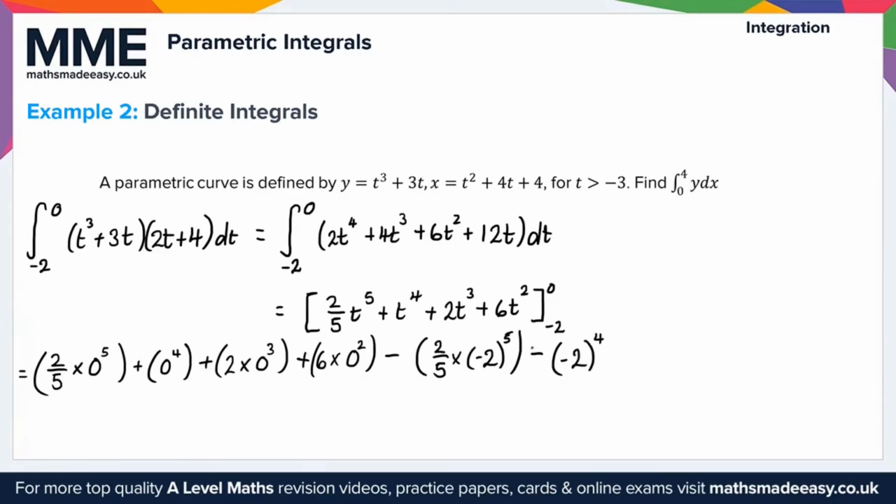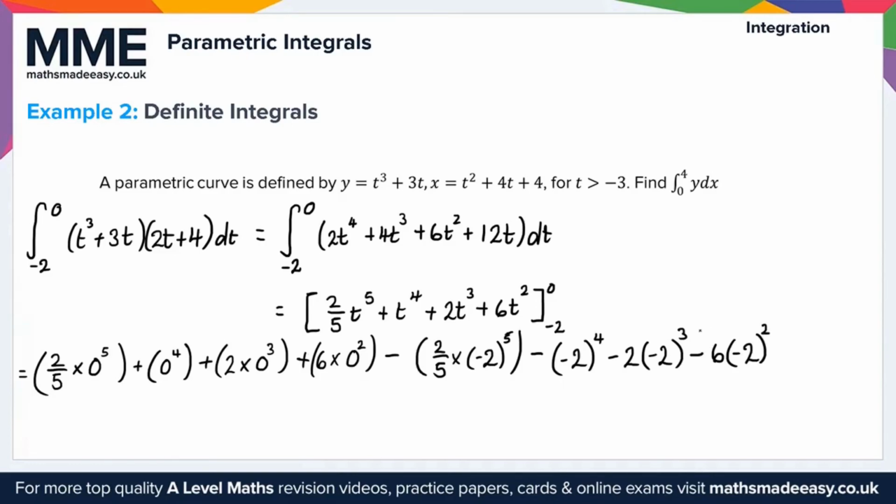So you've got to be very, very careful here with your minuses. Minus 2 to the power of 4. Now it's going to be minus 2 lots of minus 2 cubed. So minus 2 cubed. And then finally minus 6 lots. So minus 6 lots of minus 2 squared.